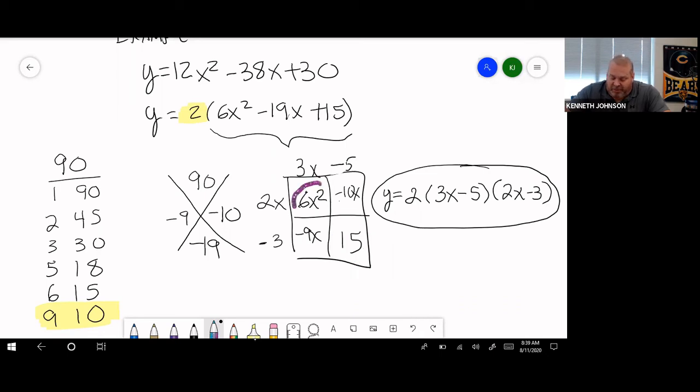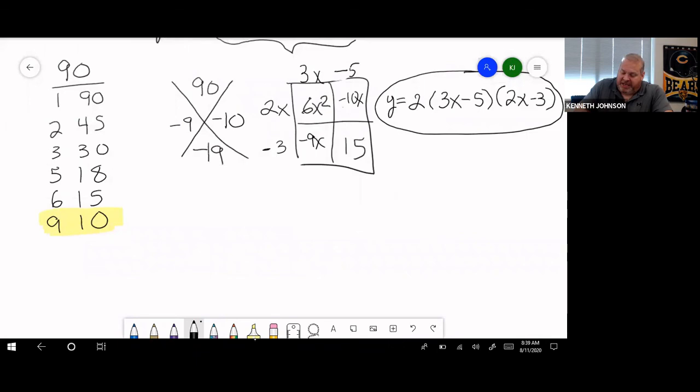And this first box, this times this, have to make this. So 2 times 3 is 6. X times x is x squared. Yeah, I feel pretty good about that one too. It actually works for all the boxes, but I like to check those first and second boxes. Now, the extension on this. This is if they're asking you to factor fully. Look, we factored it, yay.